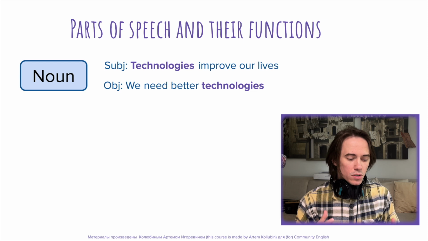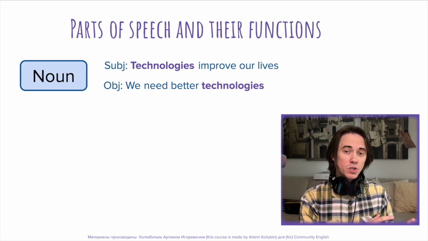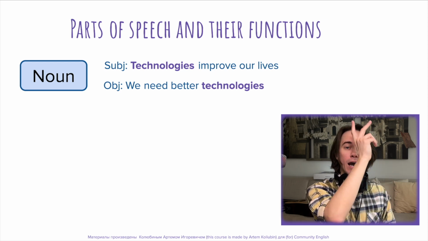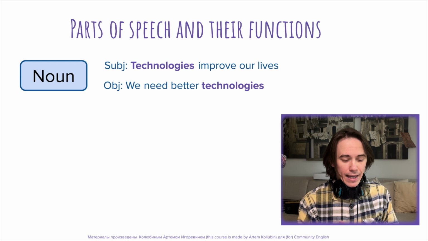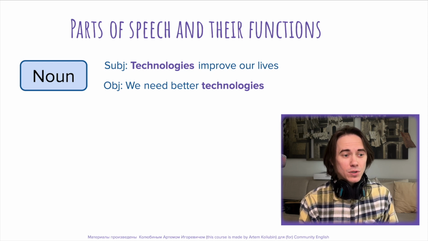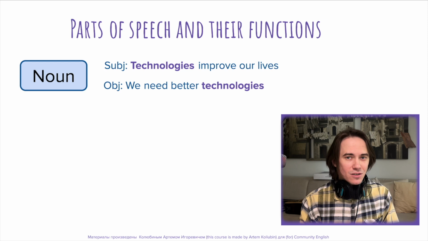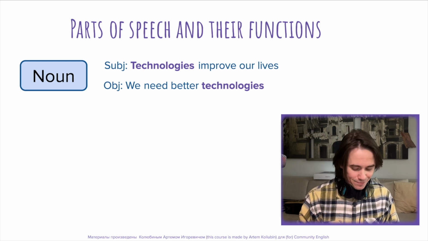So it's really important to associate particular functions in the sentence with a part of speech. We know that a noun can be an object and a subject in a sentence, and that it should be a noun. So it cannot be a verb, an adjective, or an article. It should be a noun or a pronoun, like we, I, it.